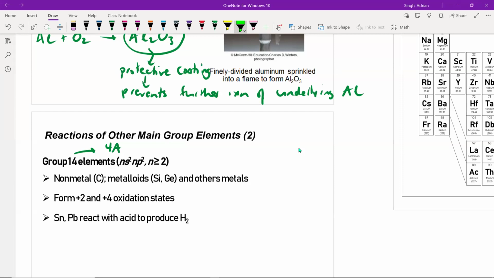And for carbon and for silicon, the first two, the +4 oxidation state is actually more stable. Okay, so for carbon and silicon, the +4 is more stable than the +2 oxidation state.